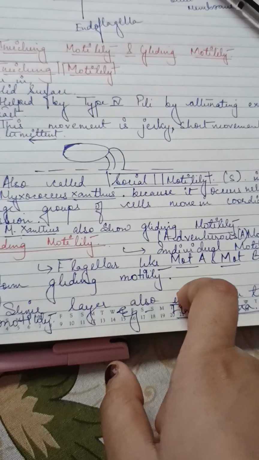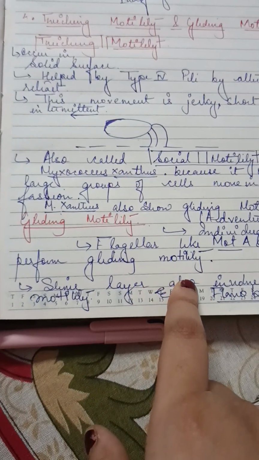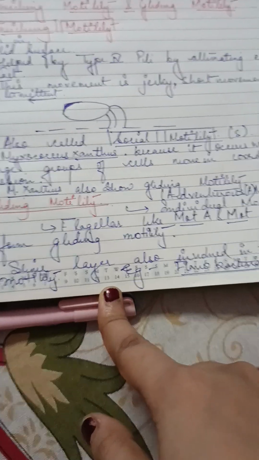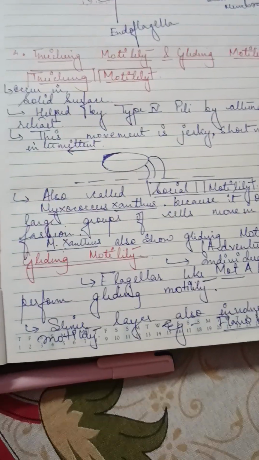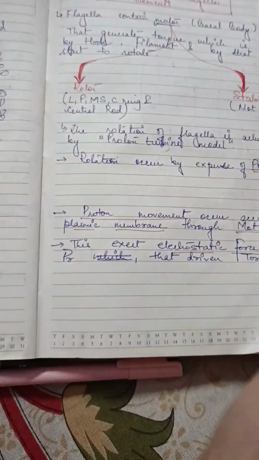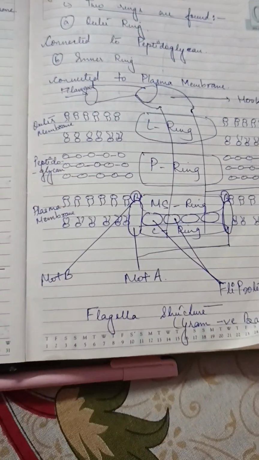Flagella-like MotA and MotB proteins perform gliding motility. The slime layer is also involved in that motility. Example: Flavobacteria. So this was today's class. You can just take a screenshot.